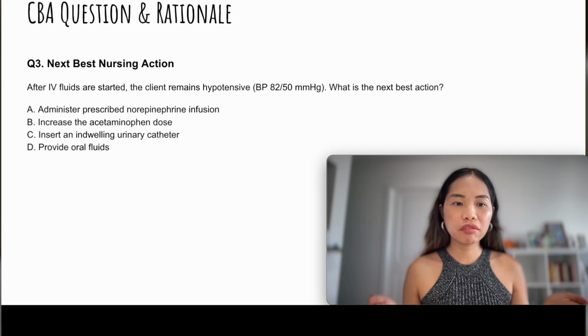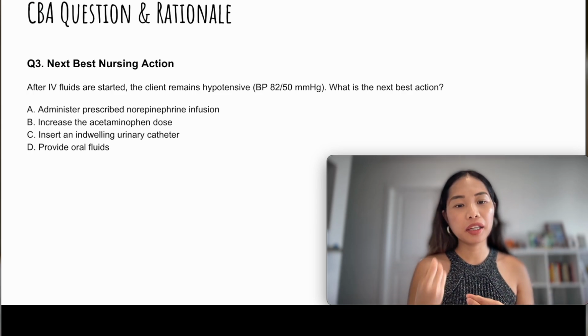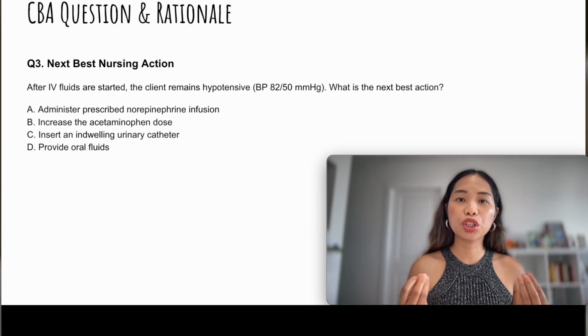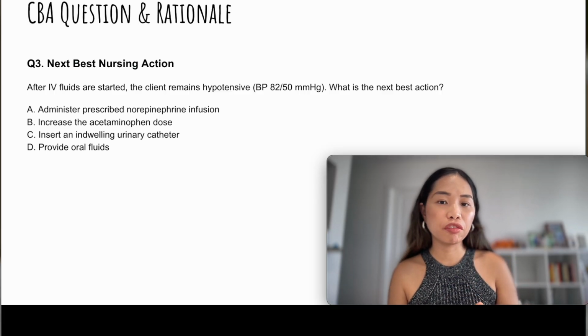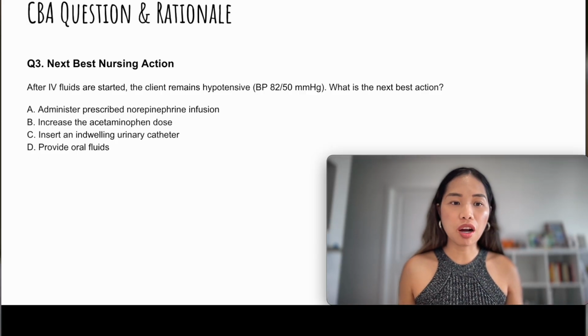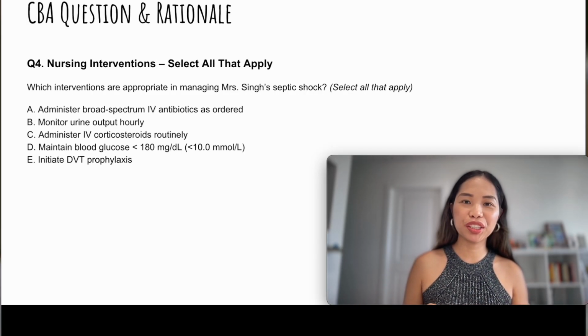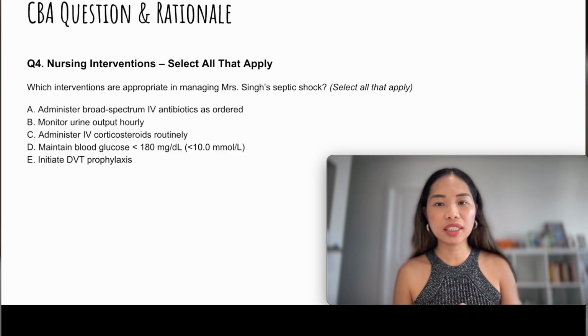Norepinephrine is the first line vasopressor for shock, for treating septic shock more specifically, because it will increase the blood pressure as it will constrict the blood vessels, and that will also improve organ perfusion, which is the issue with septic shock. And our last question for today's video: which interventions are needed in managing Mrs. Singh's septic shock? Again, select all that apply.